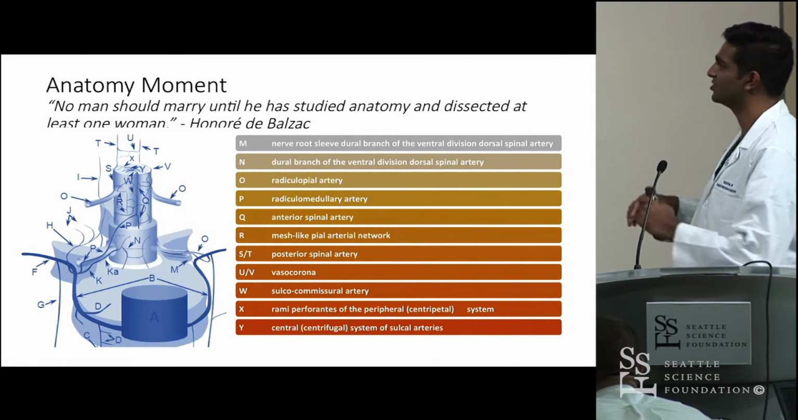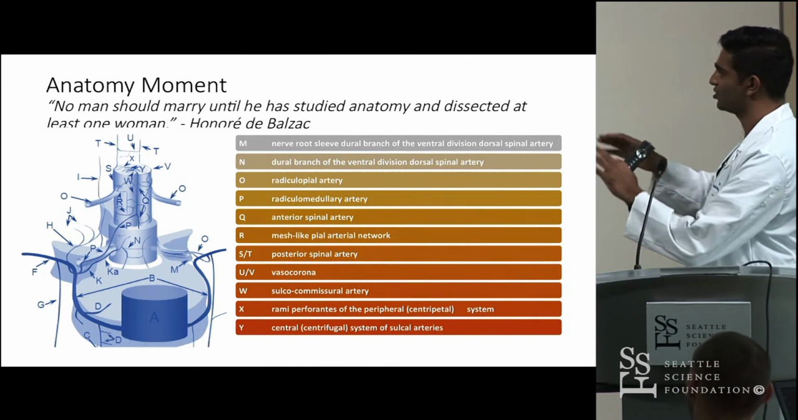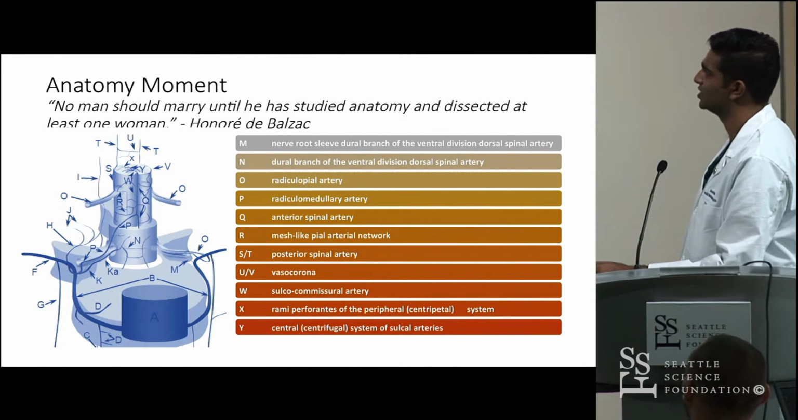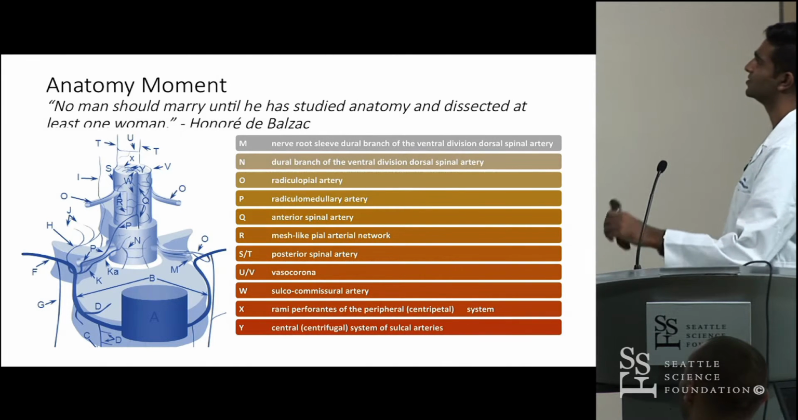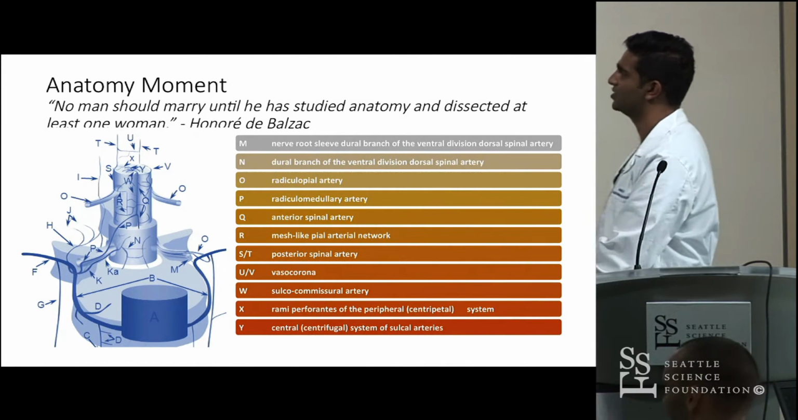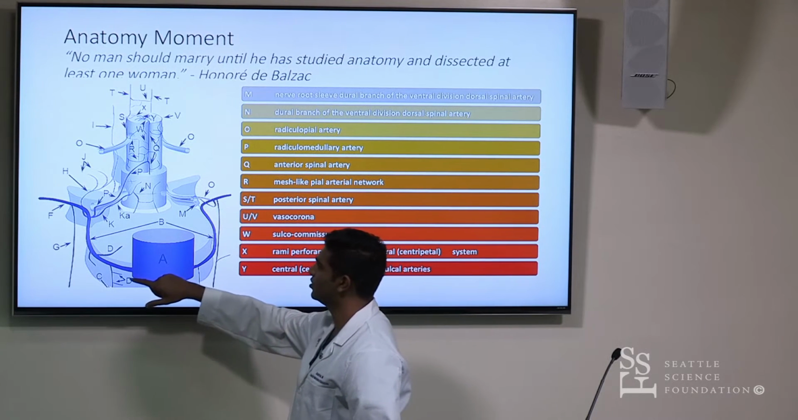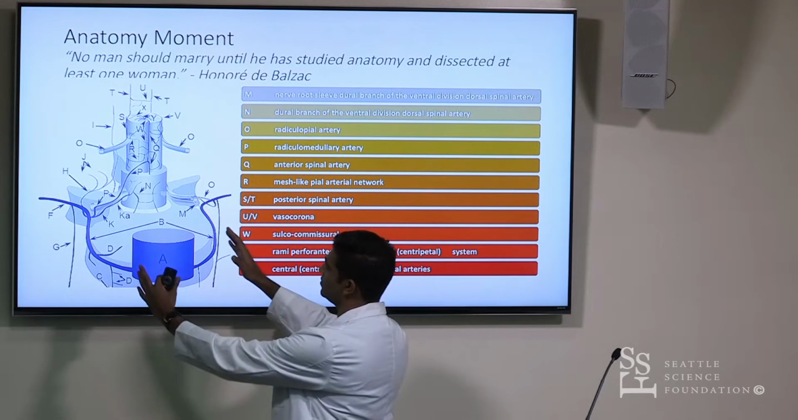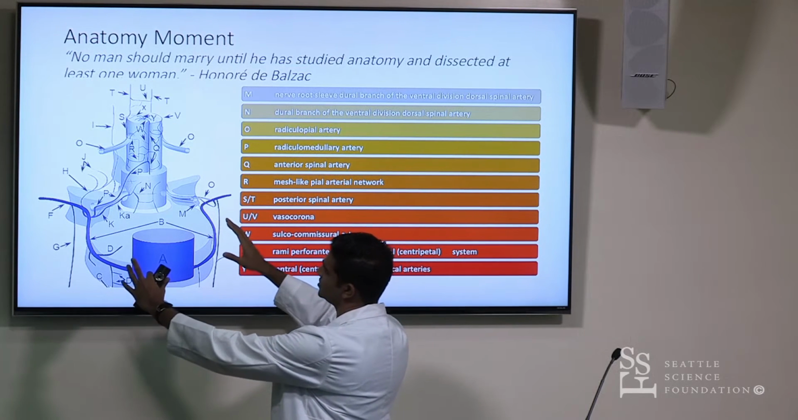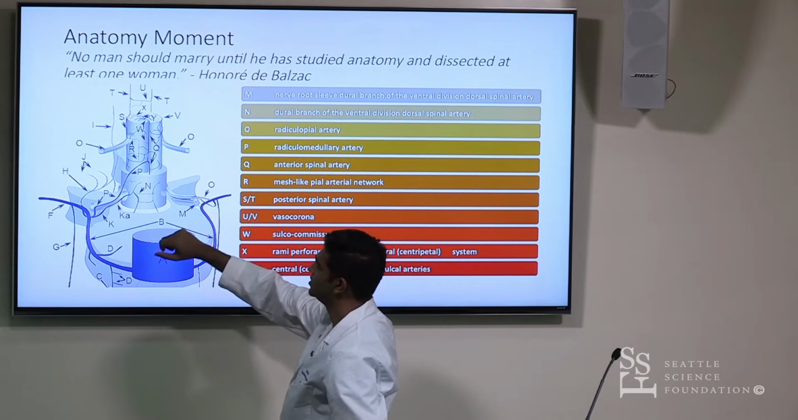Here's another slide, a different view. This is not a cross-section, it's a 3D version of the same thing. Again, just to describe how complicated the anastomoses are. Now, again, the aorta sitting on the left side of the vertebral body, you have numerous paravertebral segmental arteries that connect to the spinal cord eventually and the dura surrounding it.